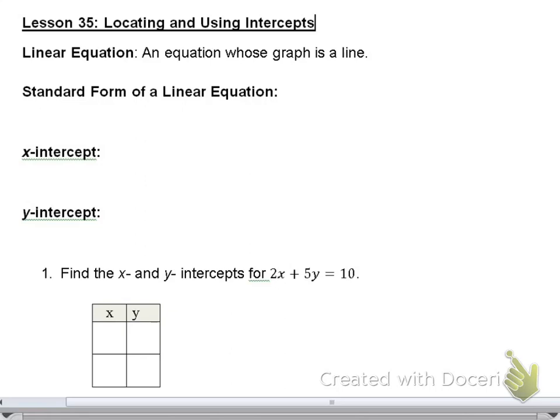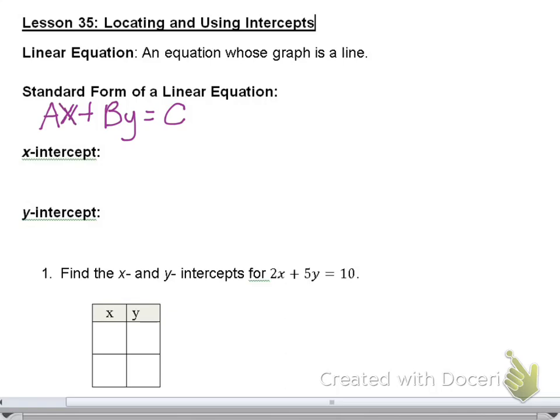Okay, we're going to be graphing today, obviously, if we're using intercepts. So we're going to be graphing linear equations today, which is review, as an equation whose graph is a line. That's where the word linear comes from. But we are going to be looking at standard form today. So please write in what standard form is on your notes. Standard form is ax plus by equals c.